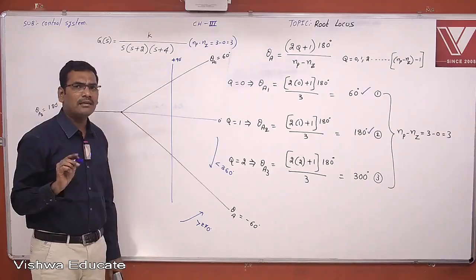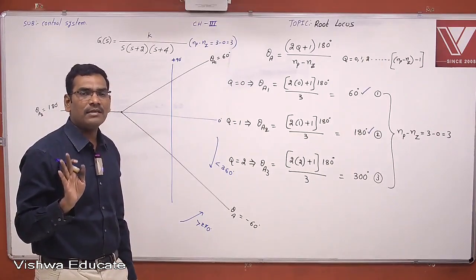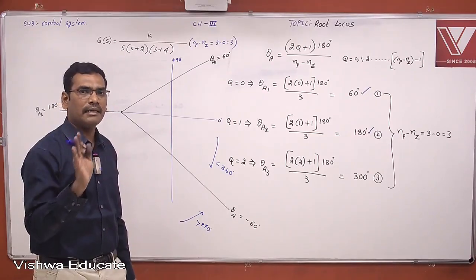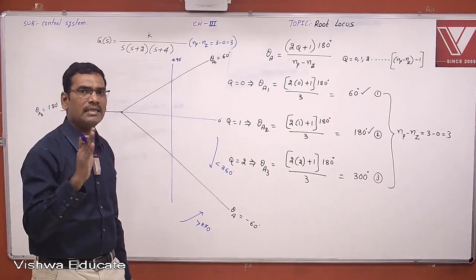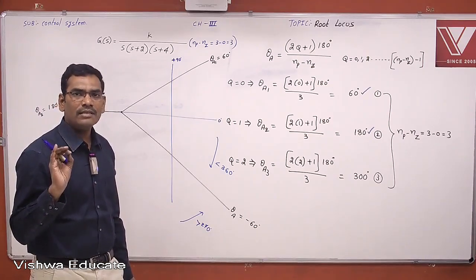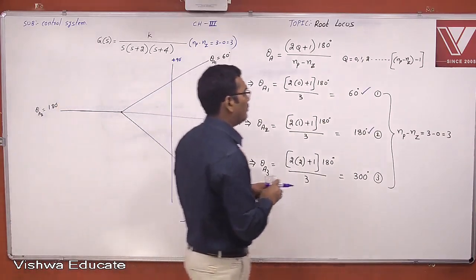That's what I am saying, you just do only one step blindly. Angles of asymptotes are always symmetrical: 40, minus 40; 30, minus 30; 180, minus 180; 60, minus 60; 135, minus 135. Angles of asymptotes are always symmetrical. This is a very, very important point.